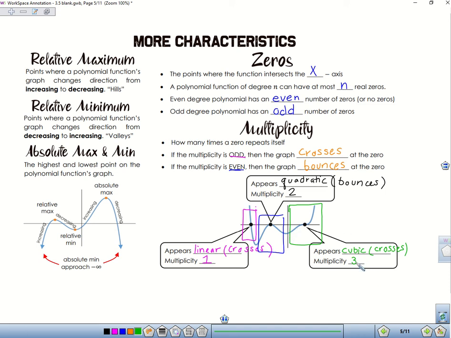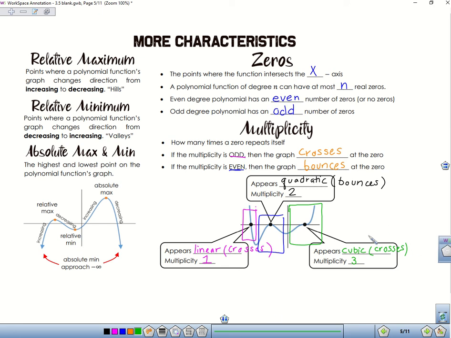So obviously odd multiplicity means that we cross the graph, but what do you notice is different about a multiplicity of 1, which is also odd, and the multiplicity of 3? What is the difference in appearance to you guys with a multiplicity of 1 and a multiplicity of 3? One is like linear and the other one. Good, yeah, one has a linear appearance and one has a cubic appearance.